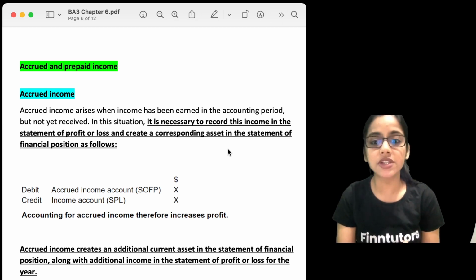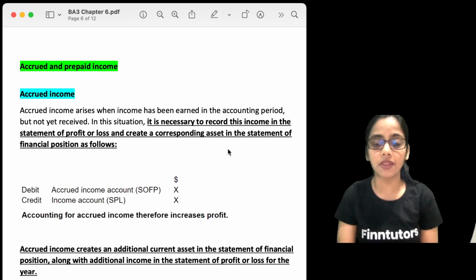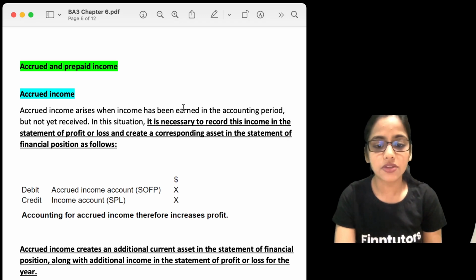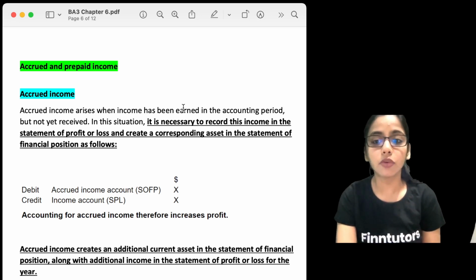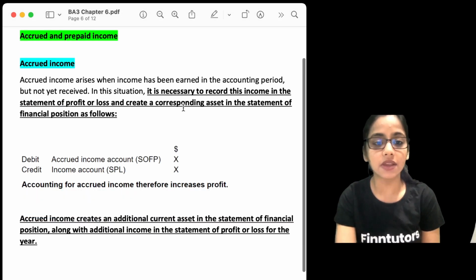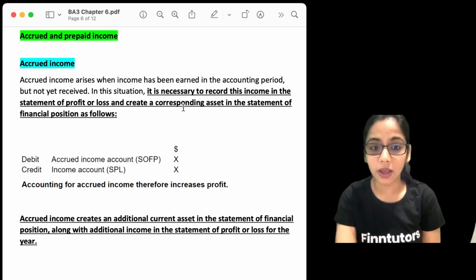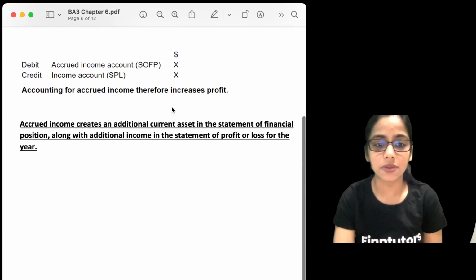So this will obviously increase your profit because you've earned that income, and it will be an asset for the entity. So you will debit your accrued income account in the statement of financial position, which will appear on the asset side, and you will credit your income account in the statement of P&L because it is a gain. So accrued income creates an additional current asset in the statement of financial position and an additional income in the statement of profit and loss.